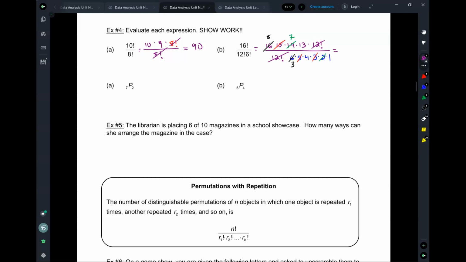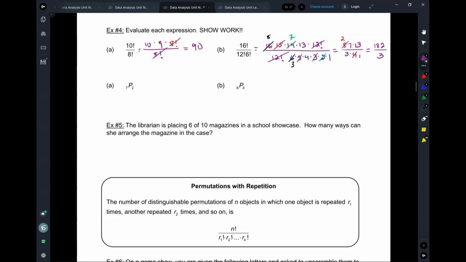So what do I have left? 8 times 7 times 13. You can divide the 8 by 4. Oh, yeah. Okay. Over, let's do it, 3 times 4, and I can divide this one, 2 and 1. 14 times 13 is 182 over 3.